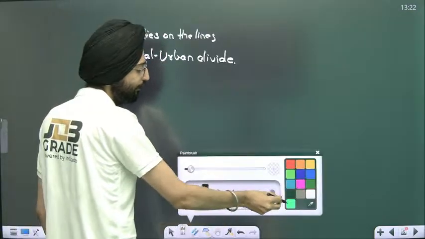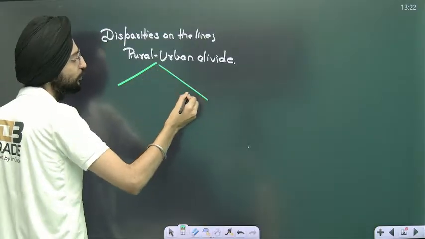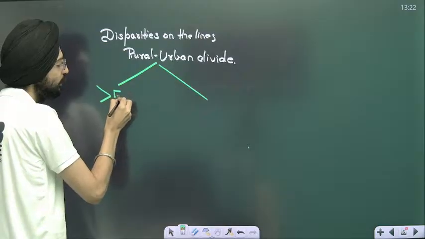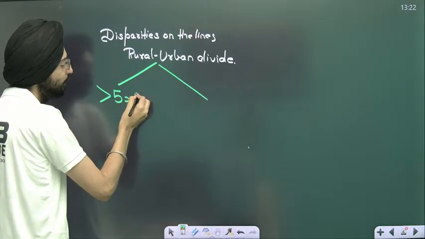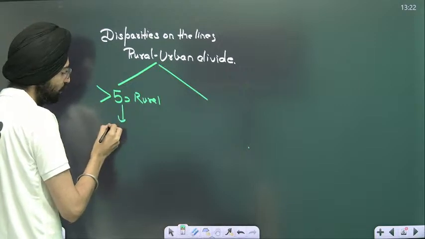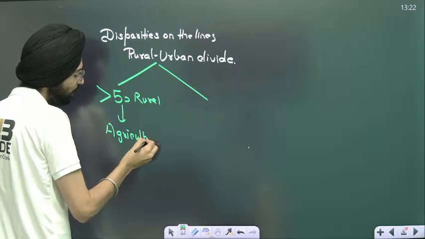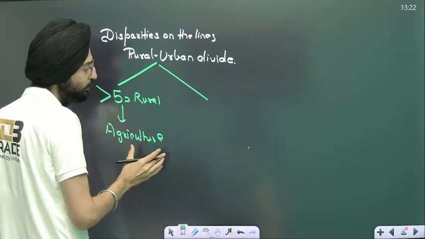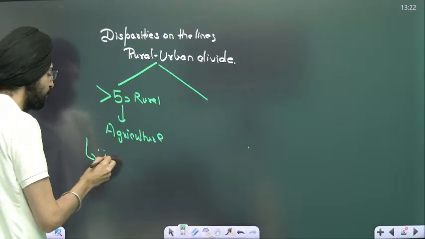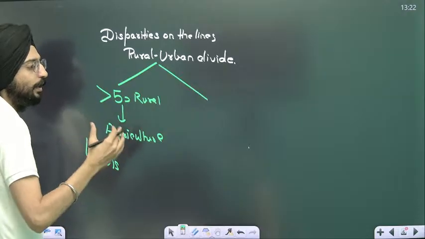When I talk about the rural segment, more than 50% of people are employed in the agriculture sector. More than 50% of people reside in the rural segment, and for a lot of people, their primary occupation is agriculture. Now, if the primary occupation is agriculture, you can understand that there is a lot of disguised unemployment taking place. What's disguised unemployment? It's where the marginal productivity is zero.